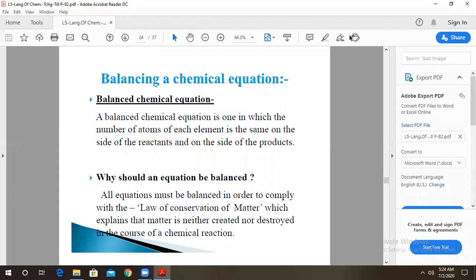Very good. So what is a balanced chemical equation? A balanced chemical equation is the one in which the number of atoms of each element is the same on both sides, the reactant and the product sides. The number of atoms is the same.